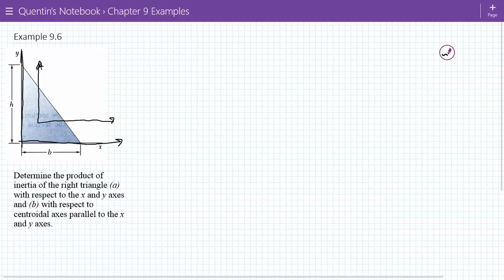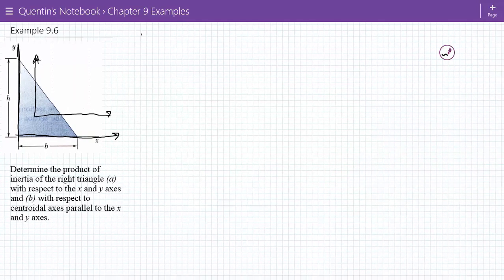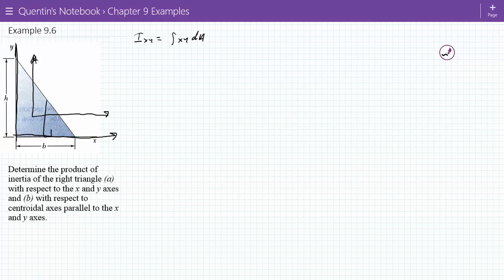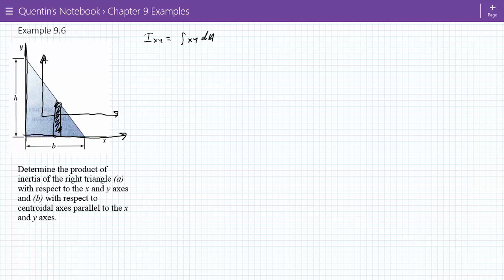So first off, product of inertia. What is product of inertia? So Ixy is the integral of xy dA, right? So let's draw a little differential strip. So there's our differential strip. Well, what do we know about that differential strip? That dA is just a rectangle, right? So the area of that rectangle is the height times the thickness. The height is going to be y, and the thickness is dx.